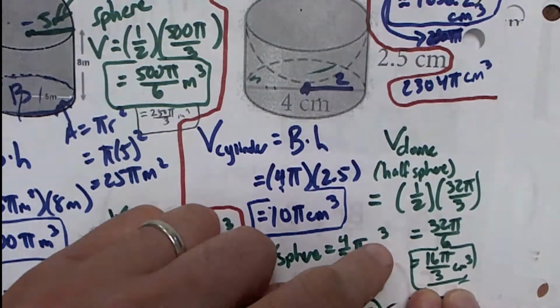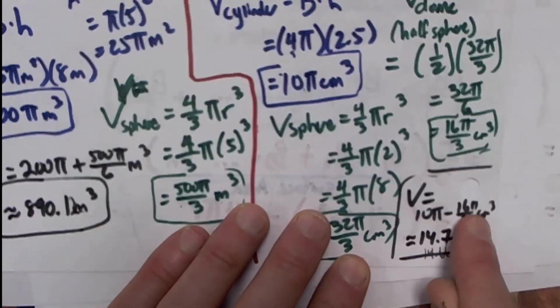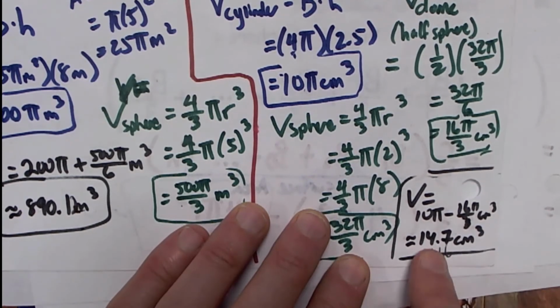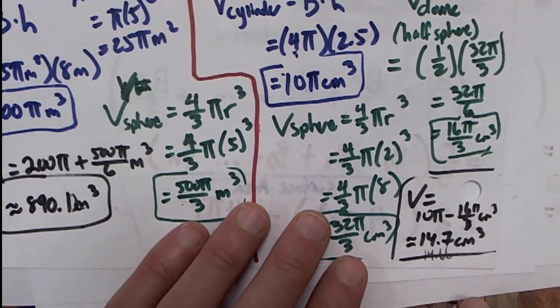Okay, so again, the cylinder is 10 pi. The part we're scooping out is 16 pi over 3. So our total is 10 pi minus 16 pi over 3 centimeters cubed, or about 14.66 centimeters cubed, rounded to the tenth here. Okay.